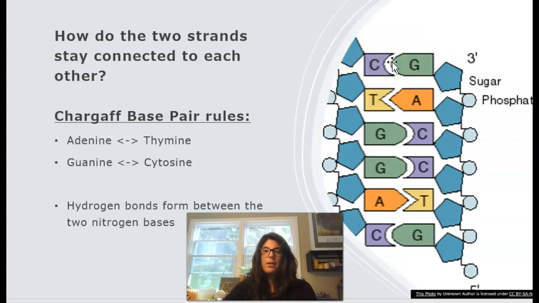The type of chemical bond that connects the two nitrogen bases, in this case cytosine and guanine, are called hydrogen bonds. And this is going to be really important when we start looking at how DNA makes a copy of itself and how it's used to make proteins.